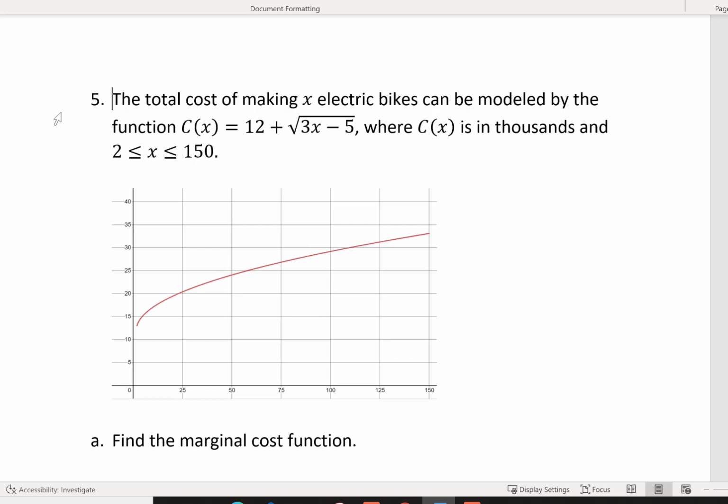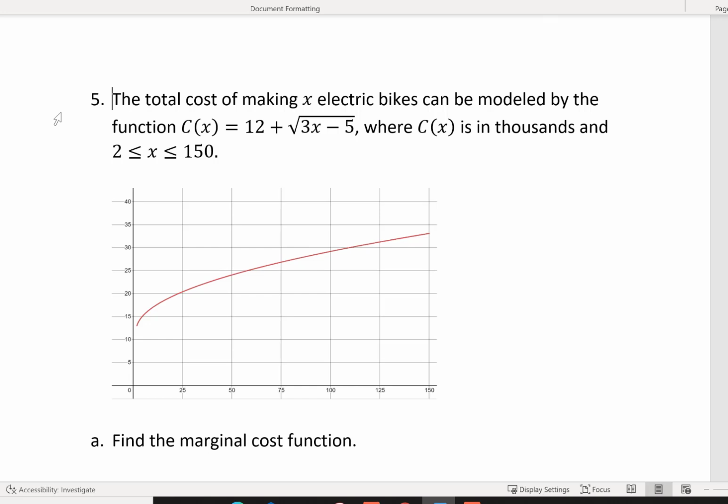Let's try an application. The total cost of making x electric bikes can be modeled by the function c of x is 12 plus the square root of 3x minus 5, where c of x is in thousands and x is greater than or equal to 2 and less than or equal to 150. I graphed the function so we can see how the cost function is changing.